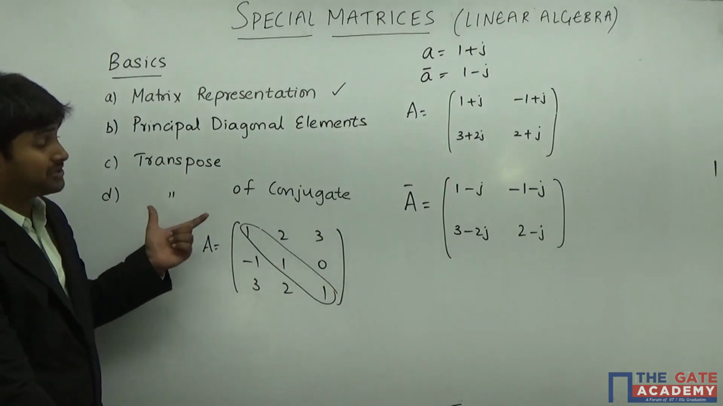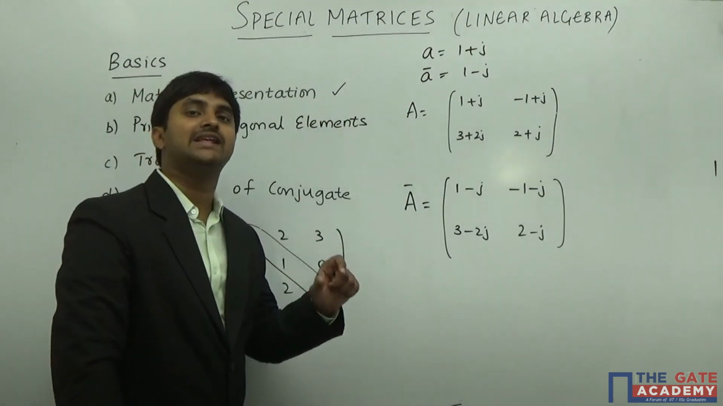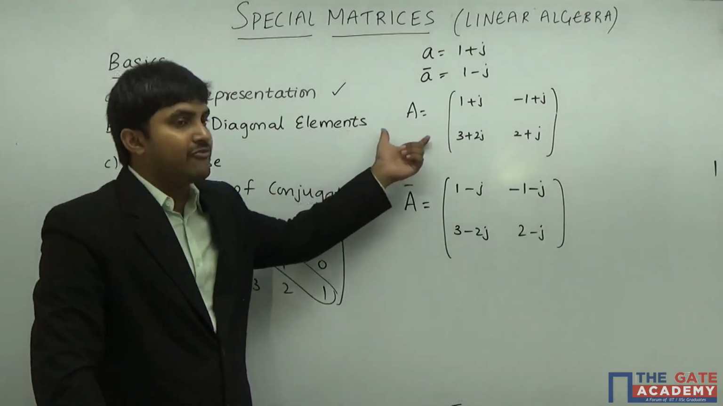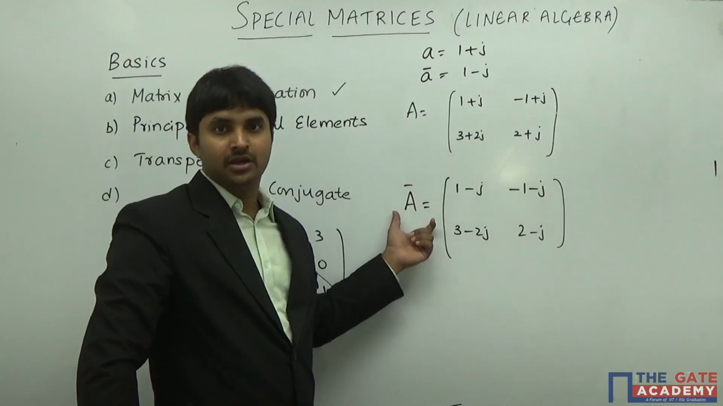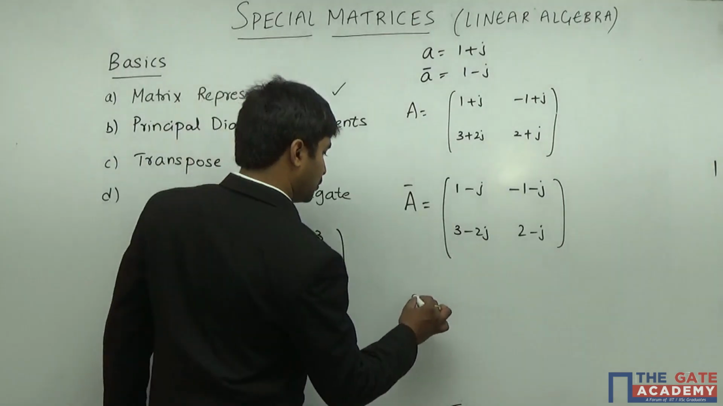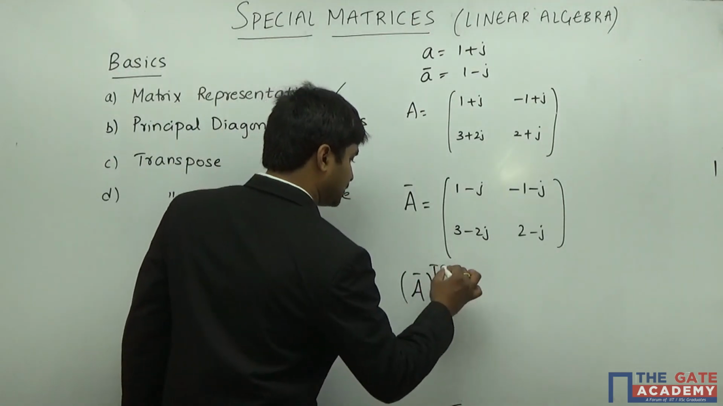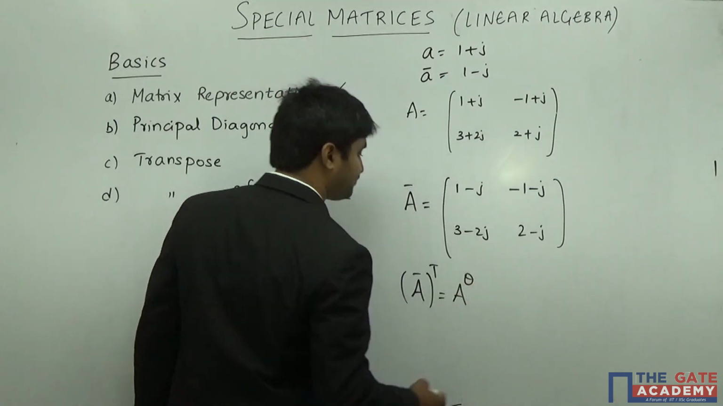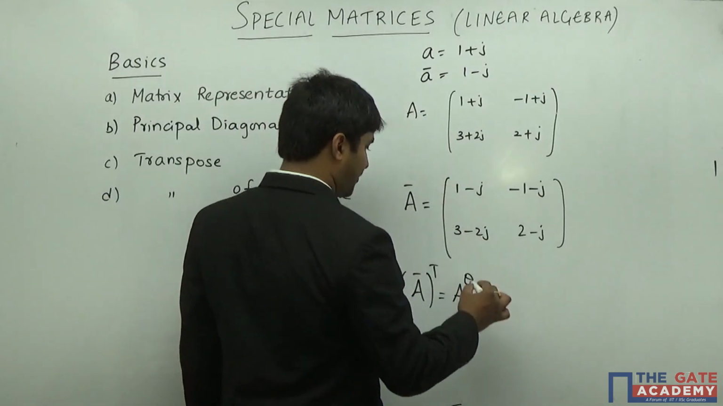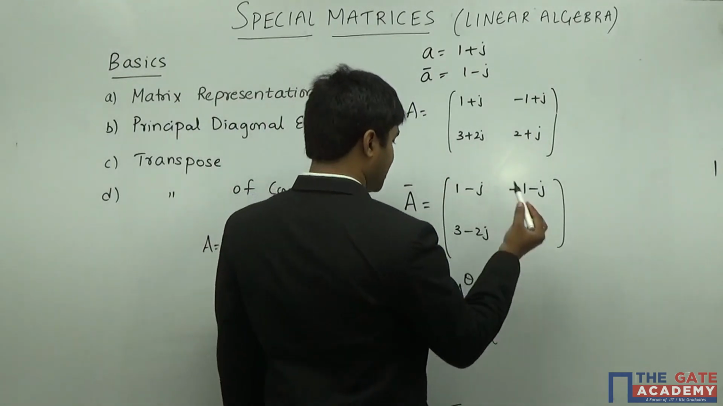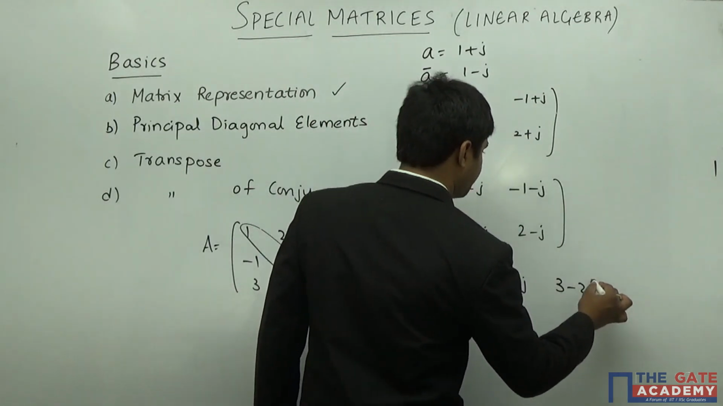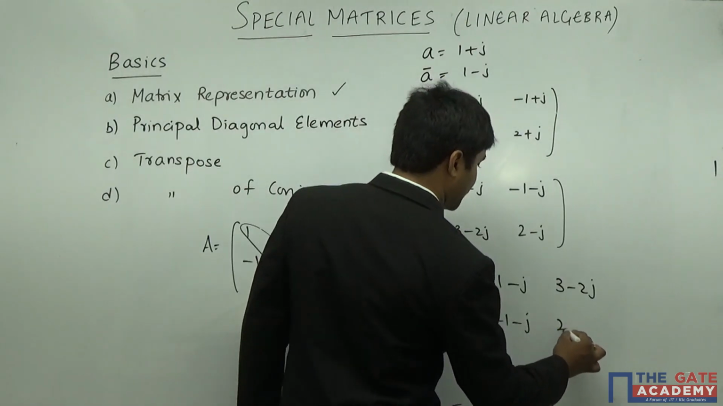Now we are going to discuss the transpose of a conjugate. We are applying the transpose to the conjugate. We already have a matrix for which we know its conjugate, and now we apply the transpose to that conjugate. So we call this a transpose of a conjugate. A bar whole transpose, we simply call A theta. It is the transpose of a conjugate. So now I already have A bar, and the transpose is just the rows and columns interchanged. So: 1 minus j, 3 minus 2j, minus 1 minus j, 2 minus j.